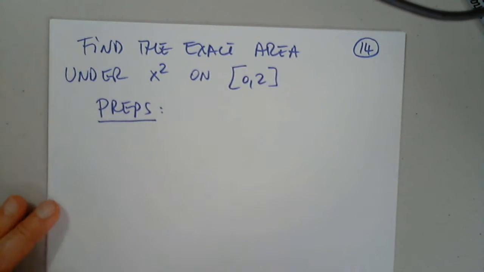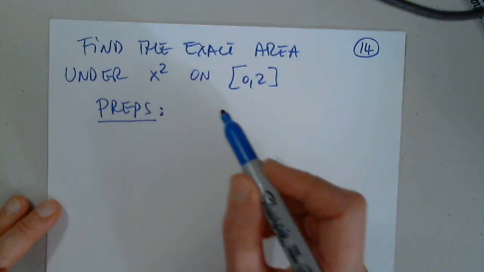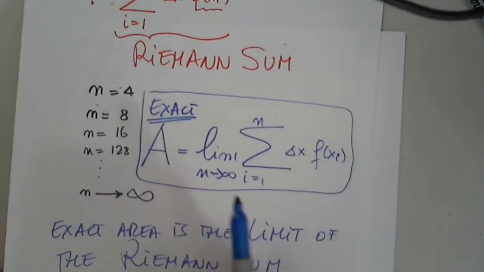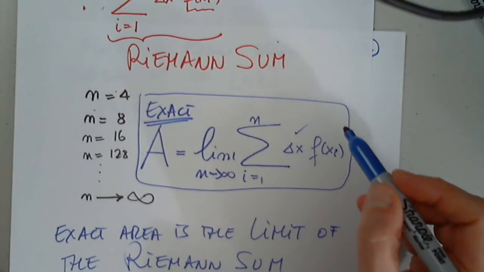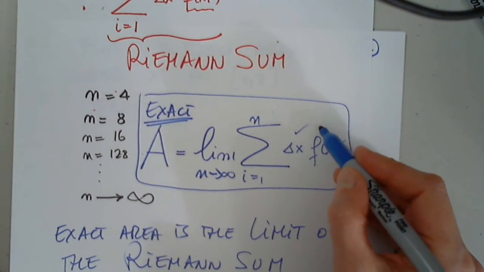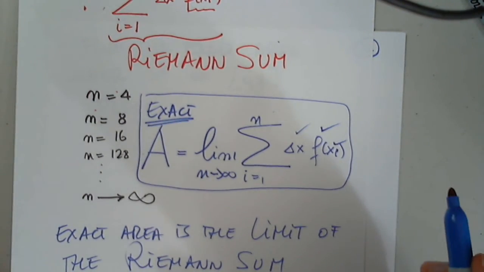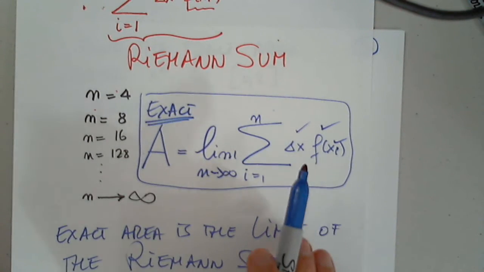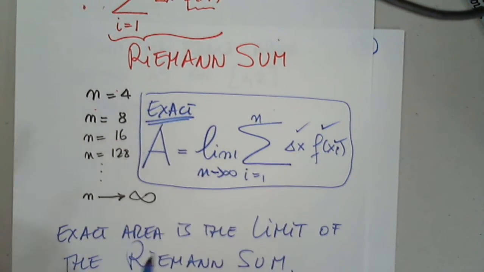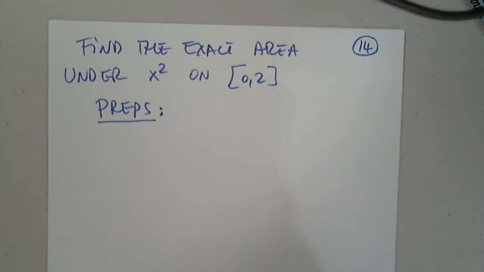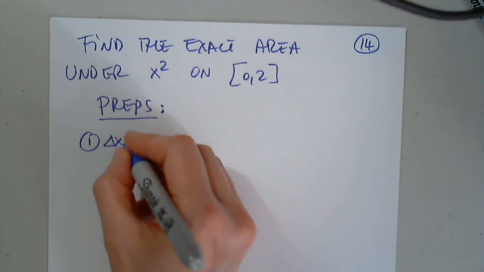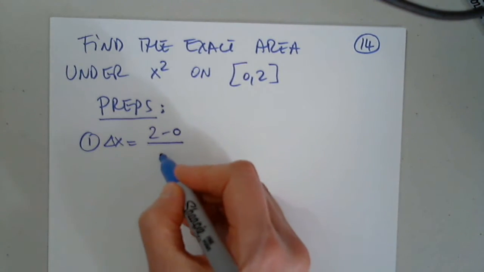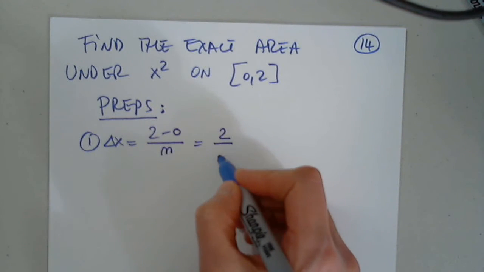Okay. So I have several preps to work through before I put the limit of the Riemann sum together. I need this, I need this, and I need the function, and then I can put everything together. So I have three preps: find delta x, find xi, find f of xi, and then I can put everything together. So number one is delta x, but that's clear. B minus a, 2 minus 0 divided by n. So this is 2 over n.